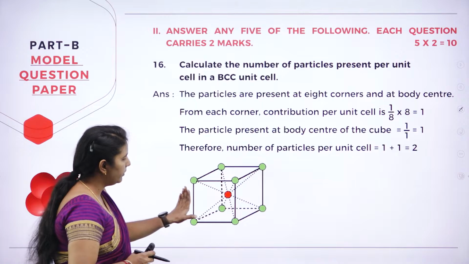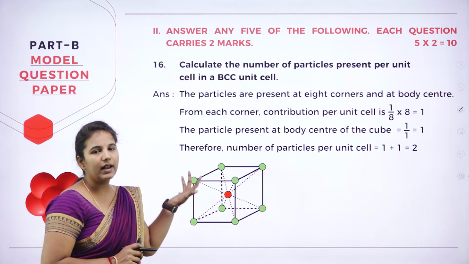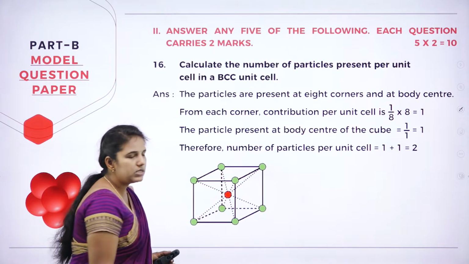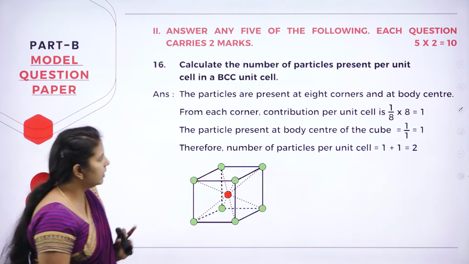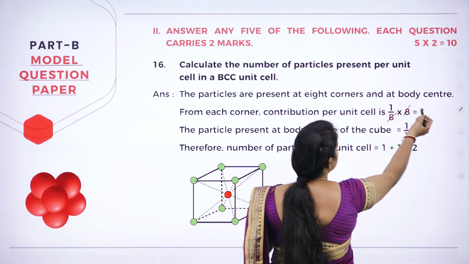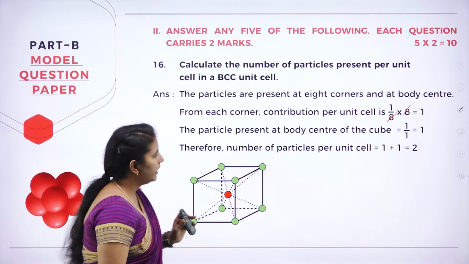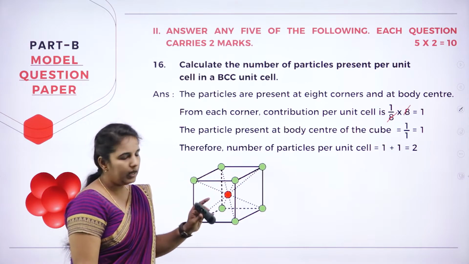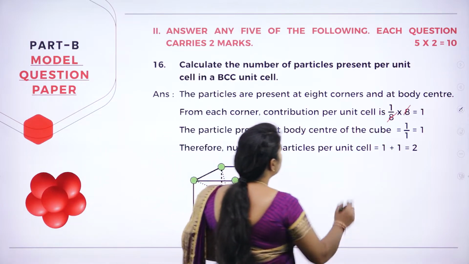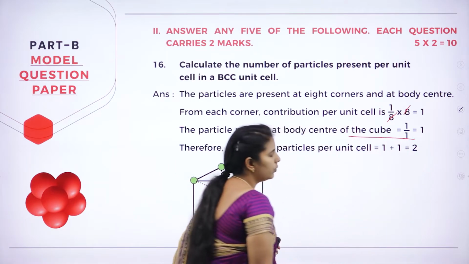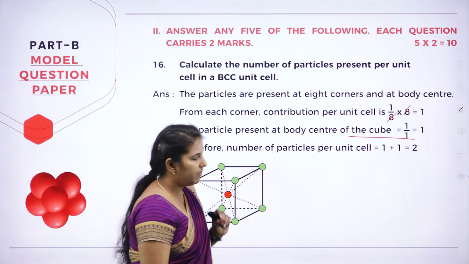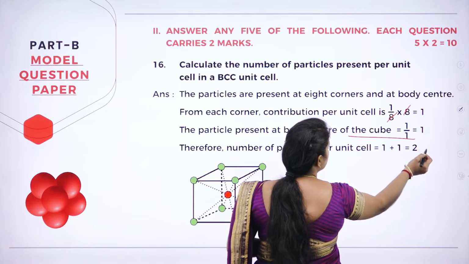This is the structure of BCC. We know how to calculate the number of particles. In BCC, each corner particle contributes 1/8 of an atom. So it is given by 1/8 into 8, which gets cancelled, and it gives rise to 1. In addition to the corner particles, we have a particle at the center. So the particle present at the body center is 1. Then the total number of particles present in BCC is 1 plus 1, that is 2.